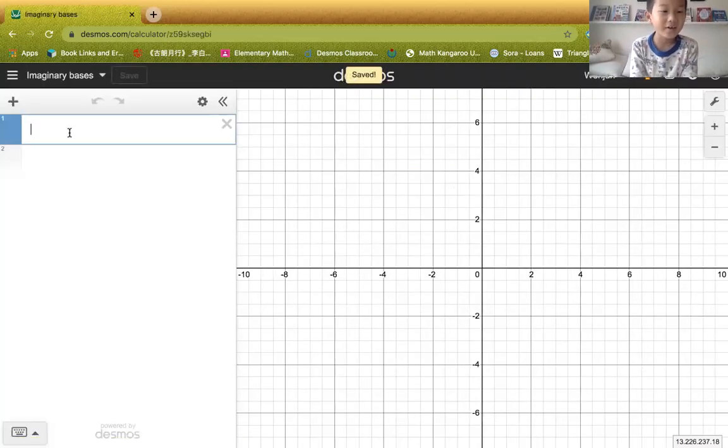Got it. So for base i, it's pretty simple. Today we are working on complex ones, and if it's just pure imaginary, well, not that simple. If it's just real, not that interesting.